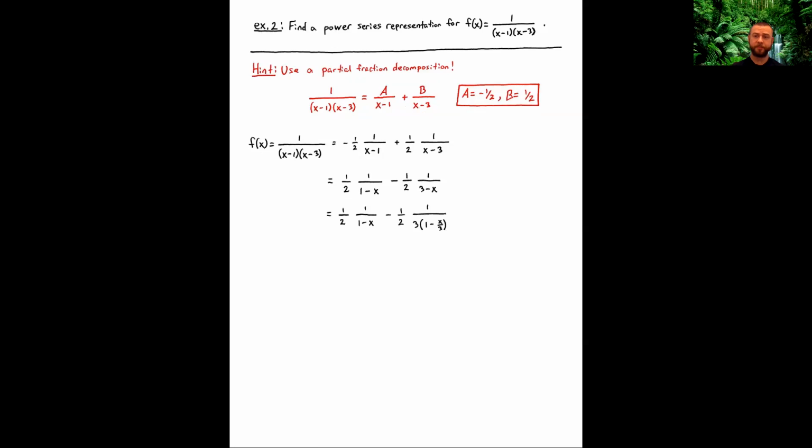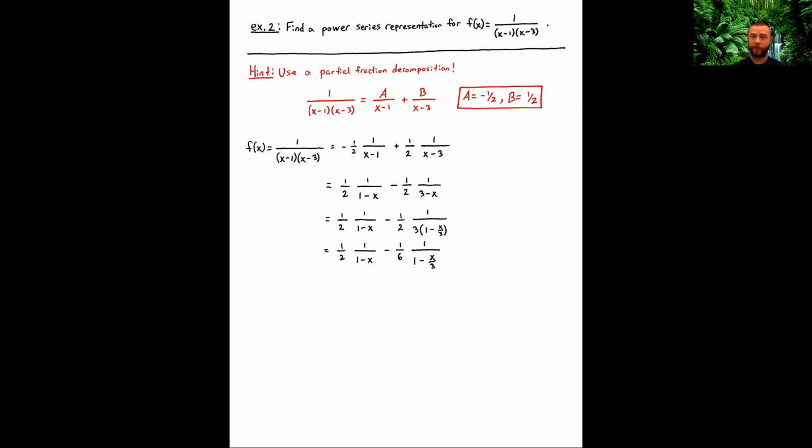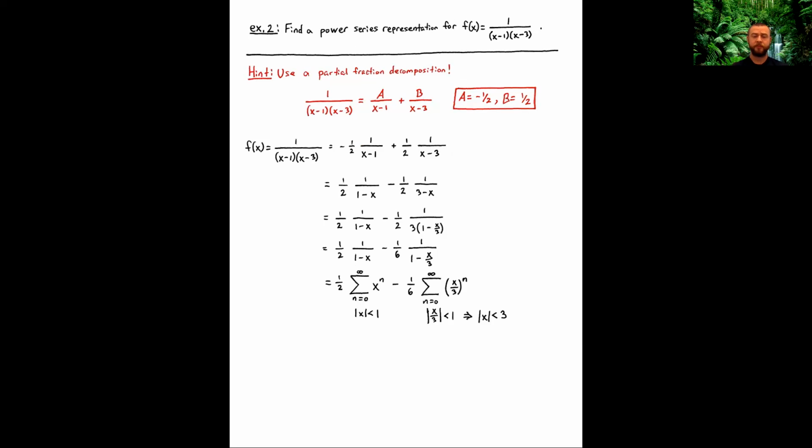All right, all we have to do now is bring that factor of 3 outside of that fraction. We can combine it with the 1/2 in front to get a 1/6. And at this point, we just apply our geometric series result, 1 over 1 minus something. We're going to apply that twice. The first partial fraction, 1 over 1 minus x, just becomes the power series involving x to the n. And then we make the replacement in our geometric series result. We replace the something with x over 3. So we get in the power series x over 3 to the nth power.